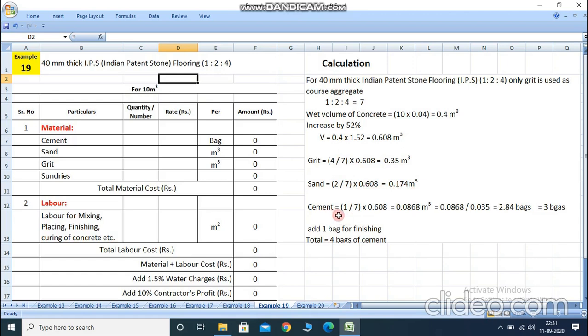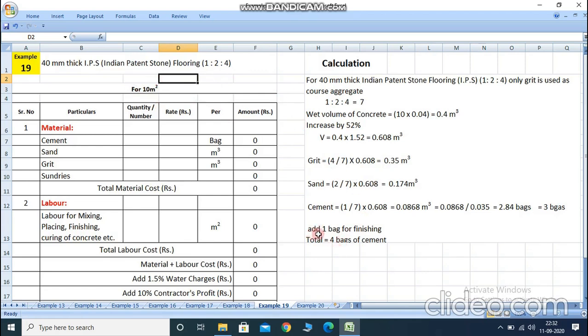Now cement quantity: 1 divided by 7 multiplied by 0.608. So we got the answer 0.0868 meter cube. But here the cement quantity we need in the form of number of bags. So per bag volume is 0.035. So 0.0868 divided by 0.035, we got the answer 2.84 bags. So the rounded-up figure is 3 bags required to complete the 10 meter square IPS work of ratio 1:2:4.